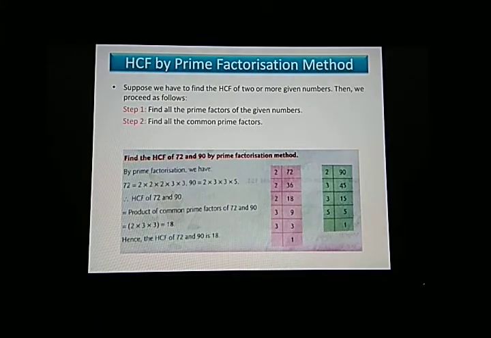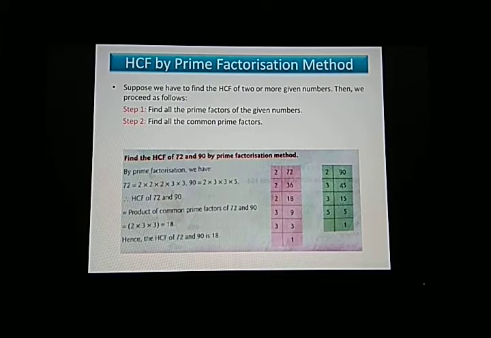Then the next step is to find all the common prime factors. How many prime factors are common here? 2 is common. Then again 2 is there, no. 3 is common once, 3 is common twice. Then 5, no. So only these are the common factors, 2, 3 and 3. No matter how many times it's repeated, you have to see how many times it is repeated here and also in the other number. Then only we can say they have something common. So how much did we get? 18. So this 18 will be the highest common factor of 72 and 90.